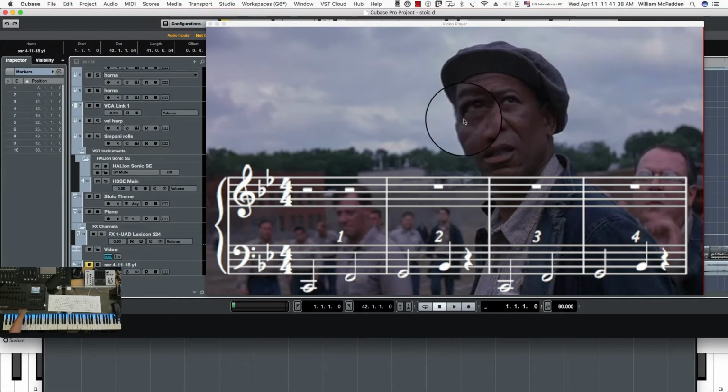In this video, we're going to take a look at the Stoic theme by Thomas Newman in the movie Shawshank Redemption. Let's go ahead and take it in groups of measures, three or four measures at a time, and we'll analyze what's going on in the cue. So here we go.